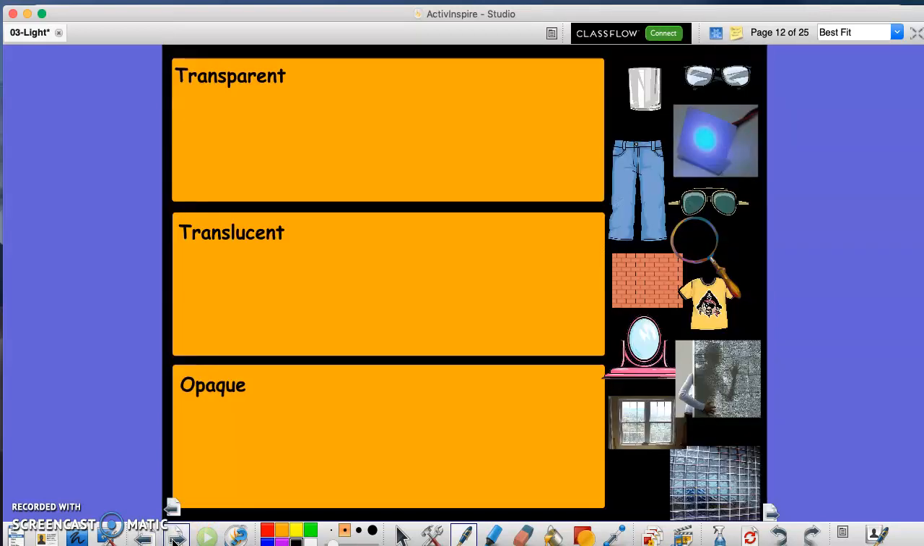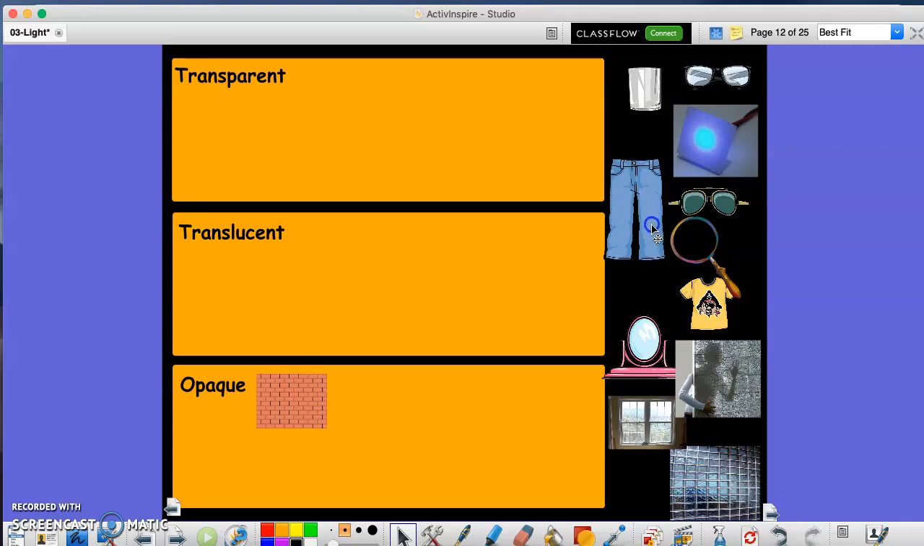So now we have to look and see about our objects. I have transparent, remember that's all the light goes through. Translucent, some of the light. And opaque, none of the light. So let's see our brick wall. Do we think the brick wall lets all the light, some of the light, or none of the light? If you thought none of the light, you are correct.